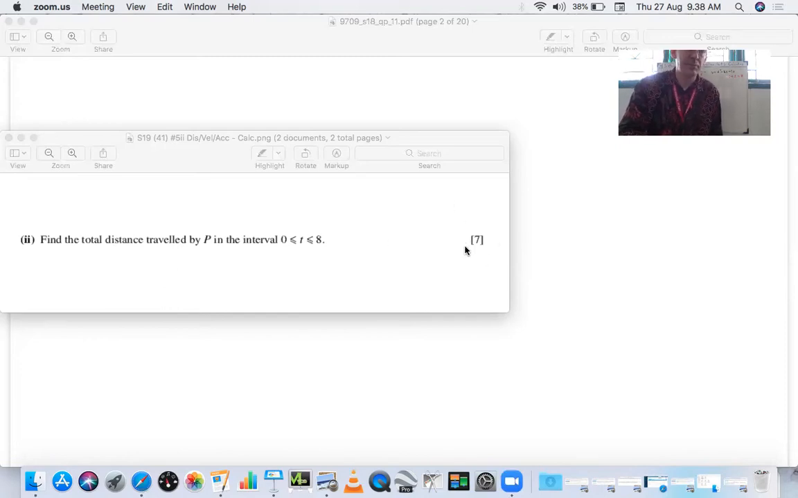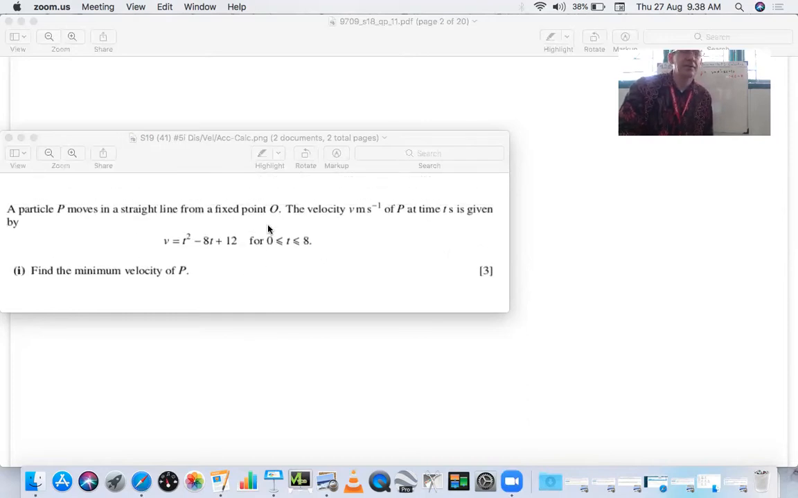Notice it's 7 points. That means there's something tricky going on here. There's going to be some work that we're going to have to do to figure it out. So it's not quite a simple distance problem because it's 7 points. So we're going to have to work at this and see what's the trick to this. So let's find the minimum velocity of P.